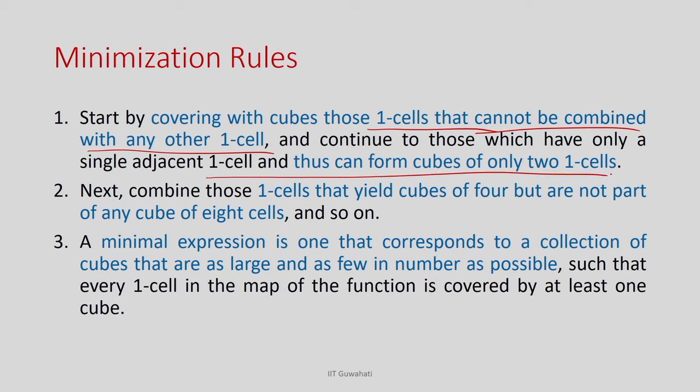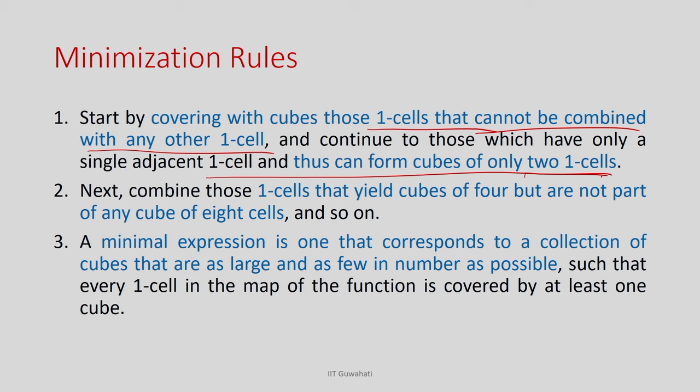Then if you have some one cell which can only be combined into 2 cells, you identify, is there any one cell that cannot be combined with anybody, you keep them because those minterms cannot be combined. Then you try to identify those one cell that can be only combined with another one. It cannot be combined with 4 cells, okay. So, you identify only those cases.